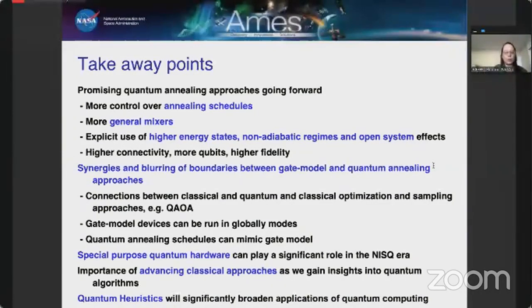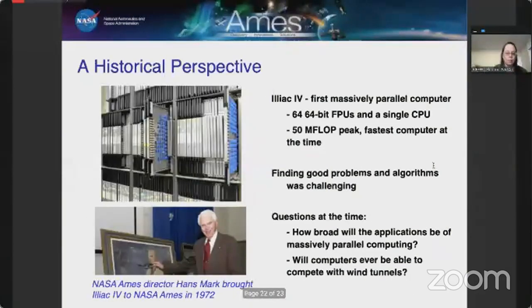So I like to end with a historical perspective. Back in 1972, the director of NASA Ames at the time brought the ILLIAC IV to NASA Ames. The ILLIAC IV was the first massively parallel computer. And at the time, as the fastest computer in the world, it had a 50 megaflop peak. And it had 64-bit CPUs. And I'm not missing any K's or M's or anything here. This is really where the state of the art was.